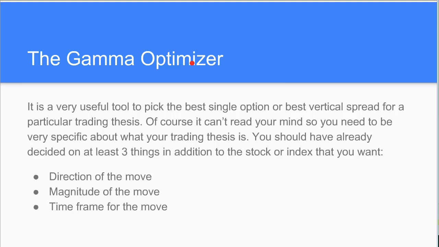Can you demonstrate how you might use the Gamma Optimizer to optimize a back ratio? No, the Gamma Optimizer only does single options and verticals. It's a long thing. If you want something like back ratios, I can do it for you with other tools, but I don't have a simple tool.